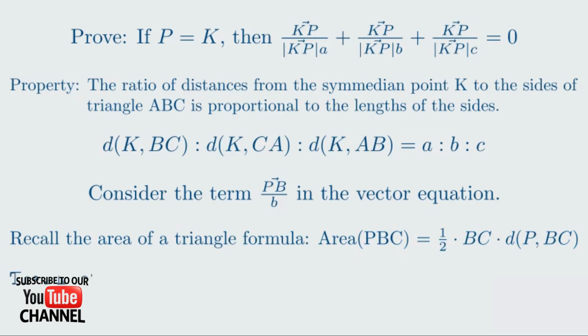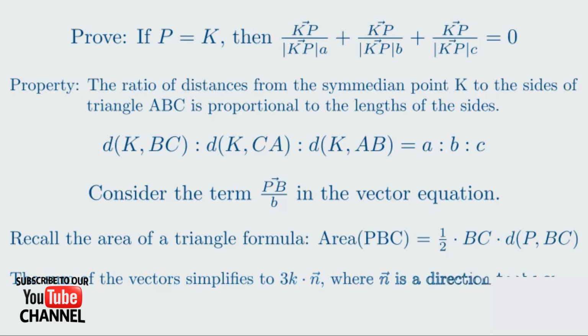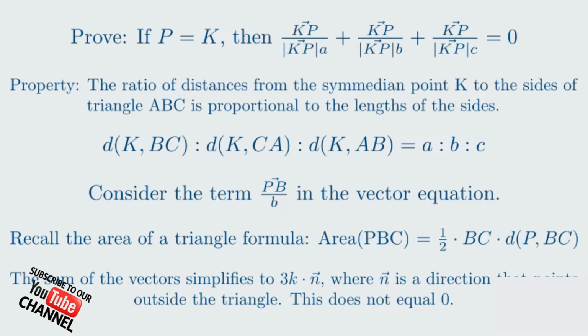Using this, we can show that the sum of the terms is directly related to the area of the triangle. If we substitute the distances from the Symmedian point K into our equation, we get the sum of ka, kb, and kc, all divided by A, B, and C respectively. This simplifies to k plus k plus k, which equals 3k. This is not the 0 vector we were hoping for directly. However, this result is a common point of confusion.